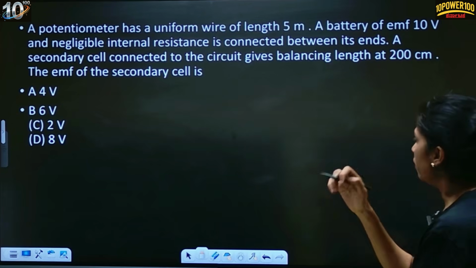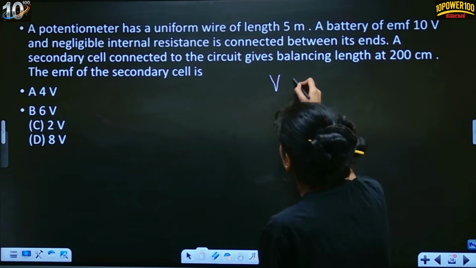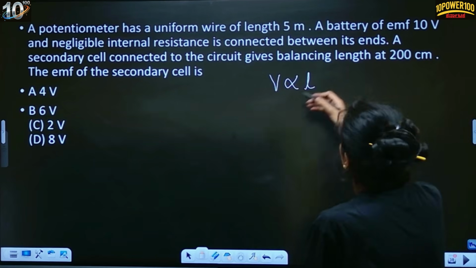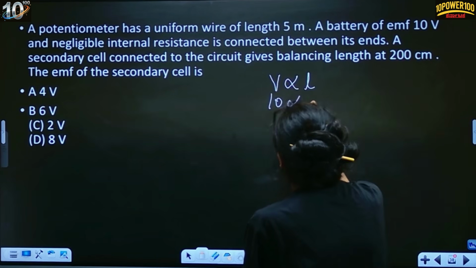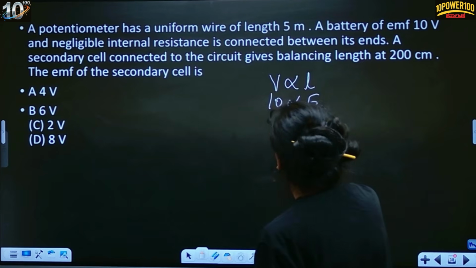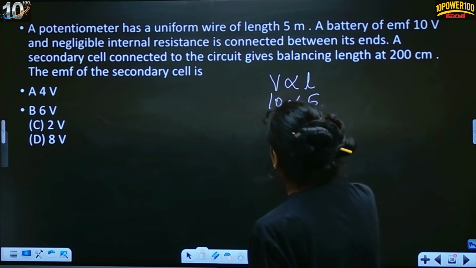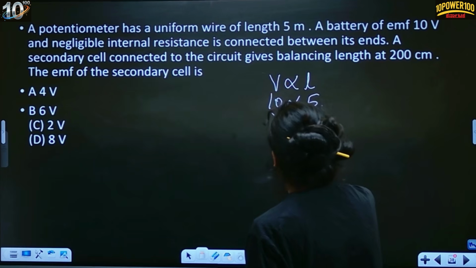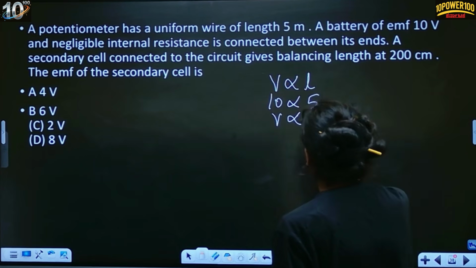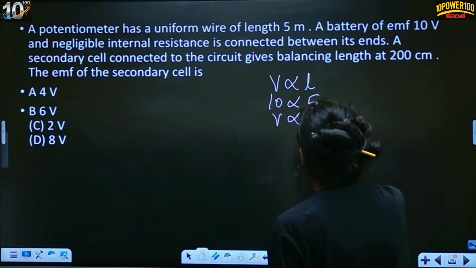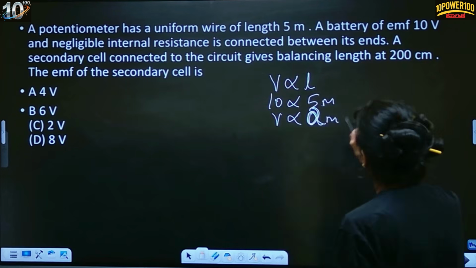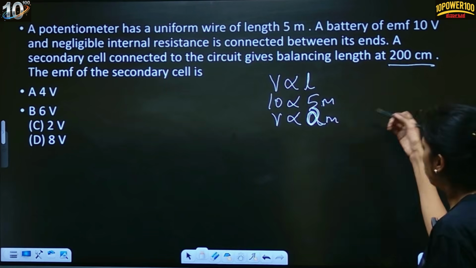One thing you should know in potentiometer: voltage or EMF is directly proportional to length, guys. So for the first EMF, 10, the length was 5. Then what will be the EMF for length 200 centimeter? 200 centimeter is 2 meters, right? This is in 5 meters, so this also I'll take in meters. So I wrote it here.